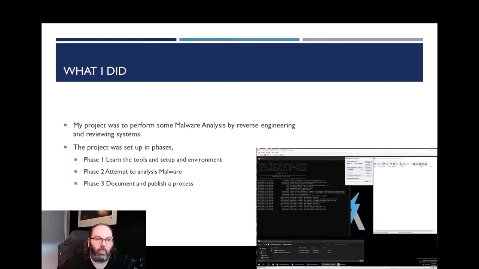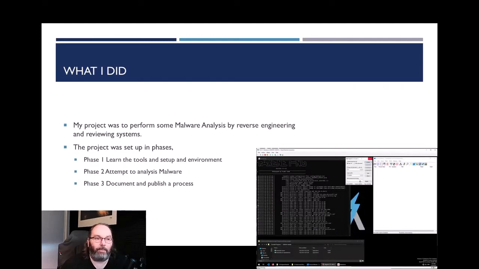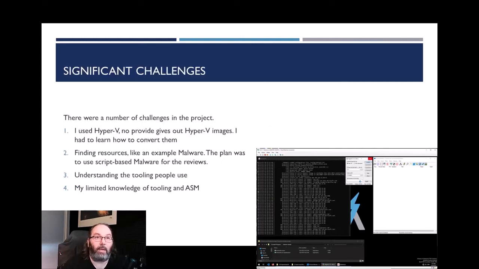First one was to learn the tools, the setup and the environment, and what I needed to actually do to perform a malware analysis. The second part was to attempt to analyze the malware. Third part was to document and publish the process I used for that.